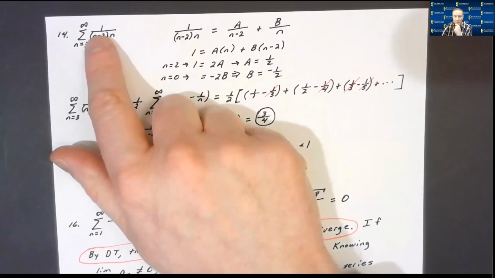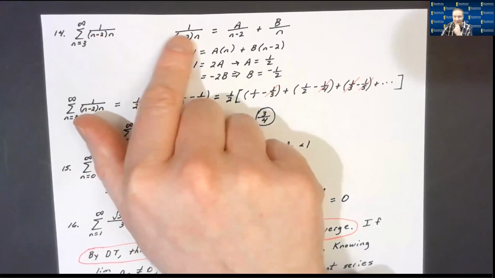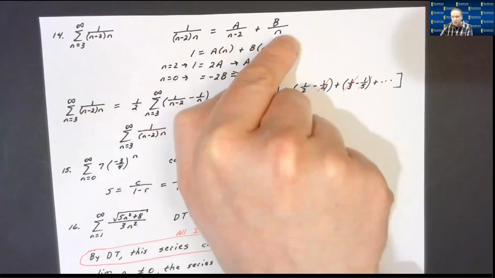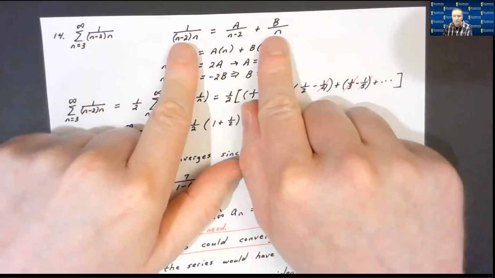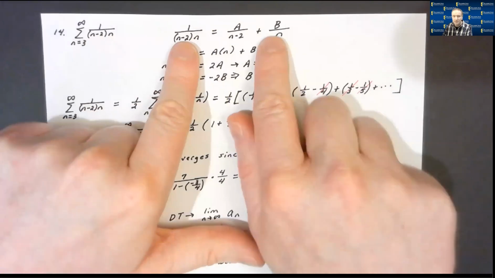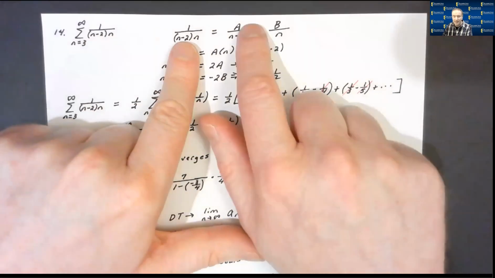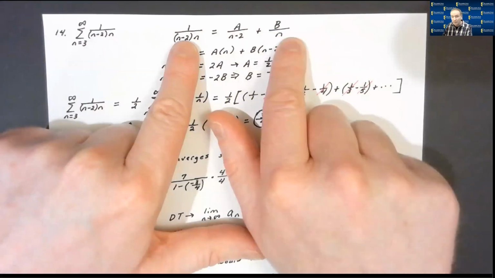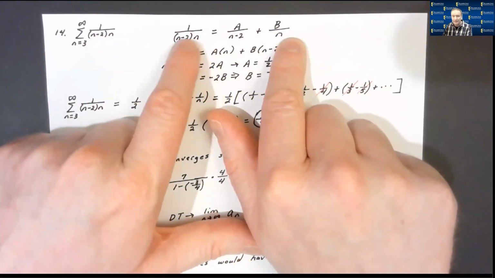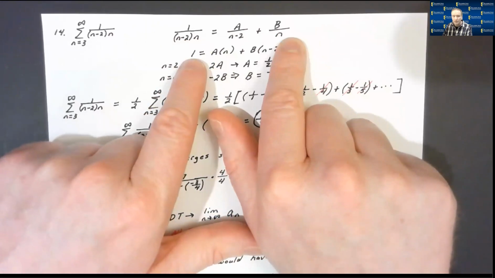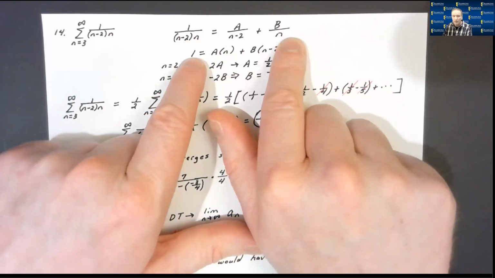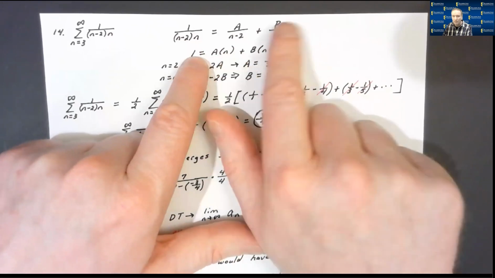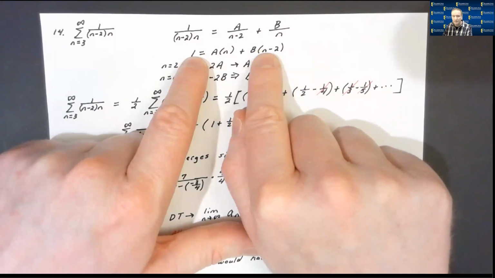So you have to say, we need to rewrite that general term as the sum of 2 simpler fractions. So we use the method of partial fractions and say 1/((n-2)n) equals some constant A over (n-2) plus some constant B over n. Then we multiply by that least common denominator. When you do that on the left, you get a 1. On the right, you'll have A times n plus B times (n-2).